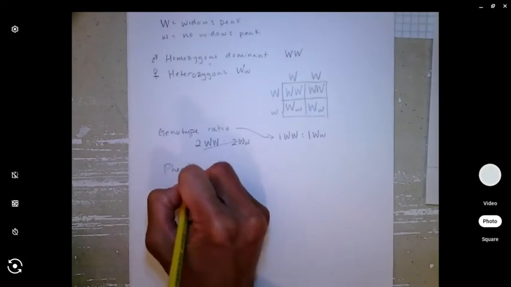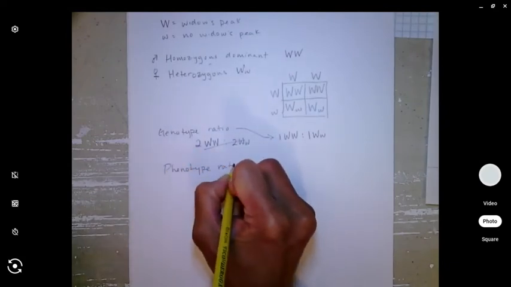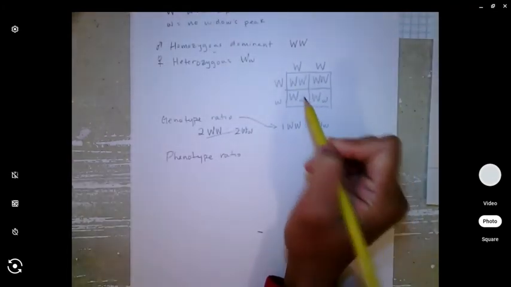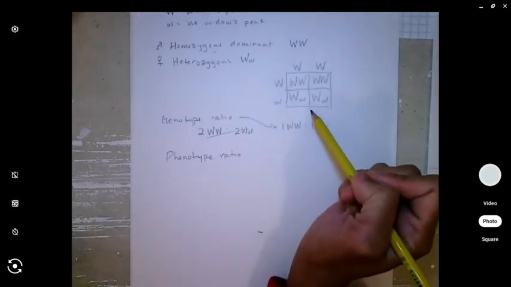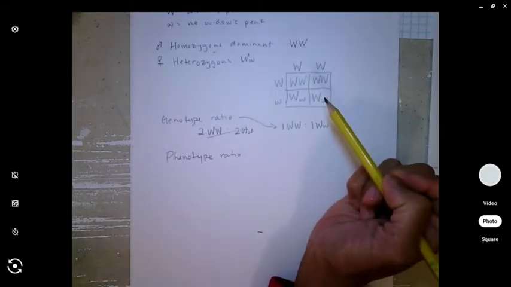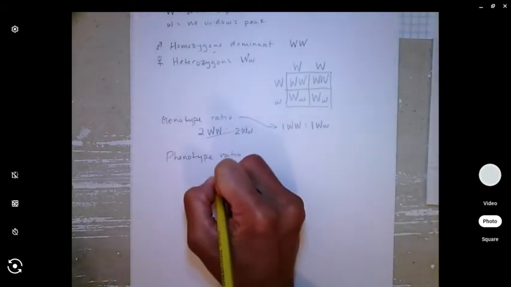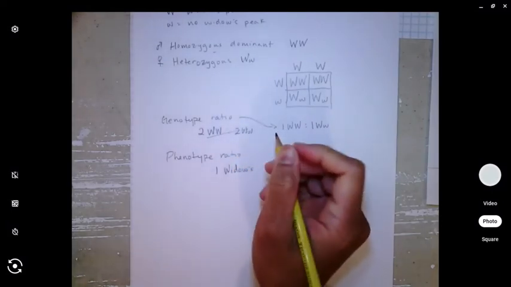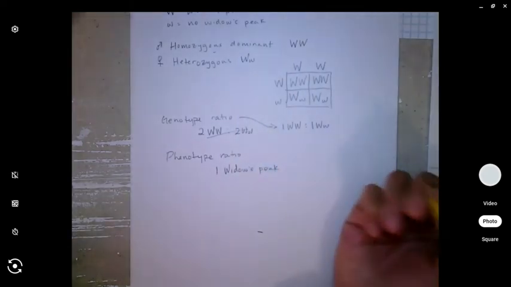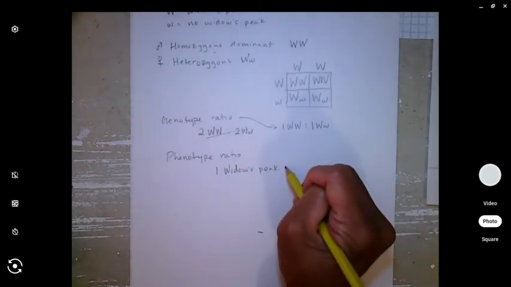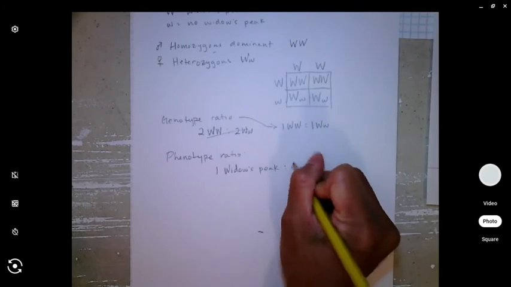The phenotype ratio has to do with whether or not they have the widow's peak. Because widow's peak is dominant and they all have at least one capital letter, they all have a widow's peak. So it would just be one widow's peak to nothing, I guess. I don't know if you have to put 0 there or not. Yeah, I guess we can leave it like that.